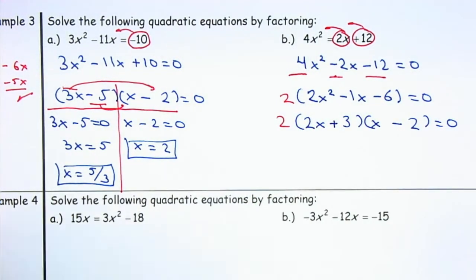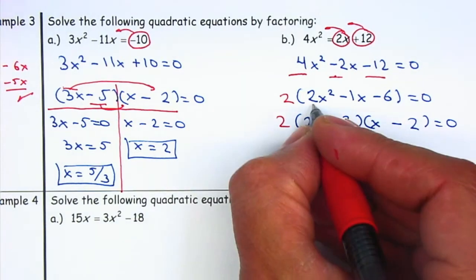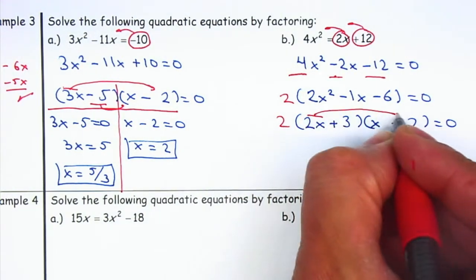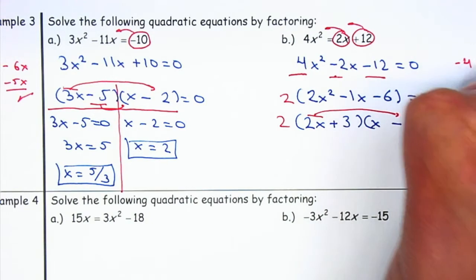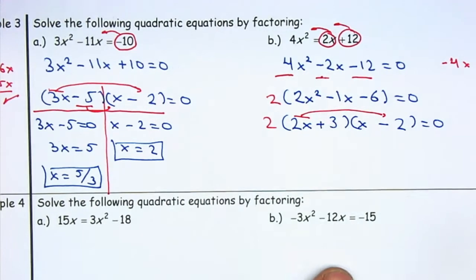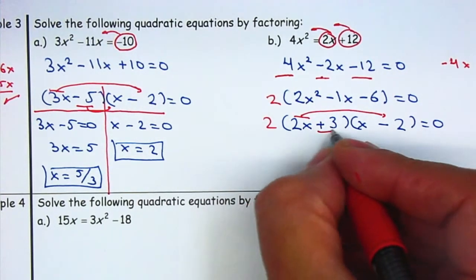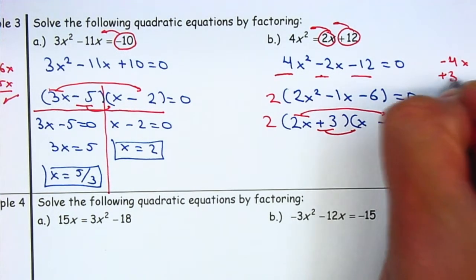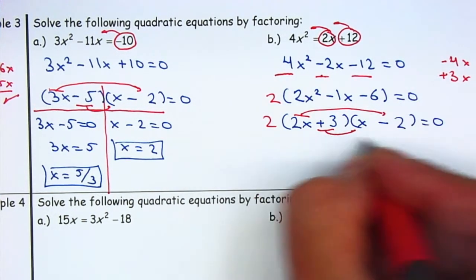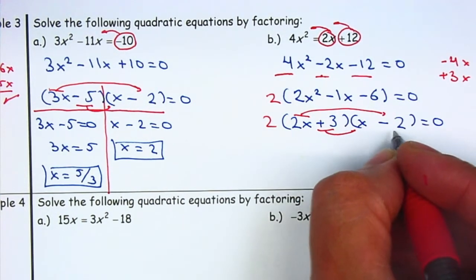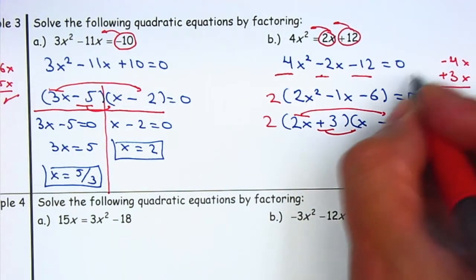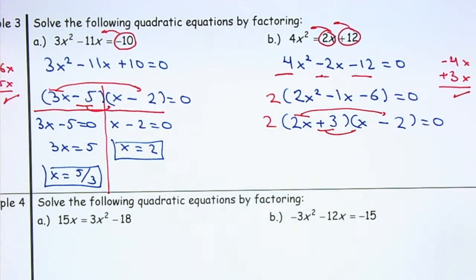I'm going to double check. 2x times x is 2x squared. 2x times negative 2 will give me negative 4x. 3 times x will give me positive 3x. And 3 times negative 2 will give me negative 6, which is fine. If I add them, does it give me negative 1? Yes.